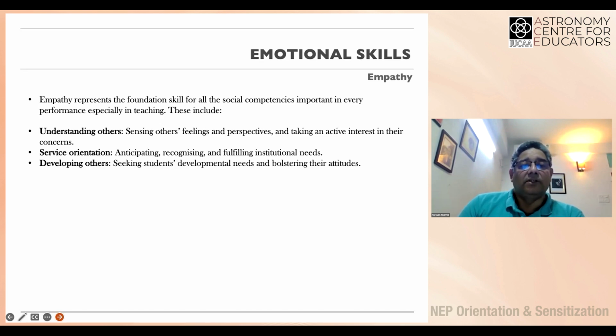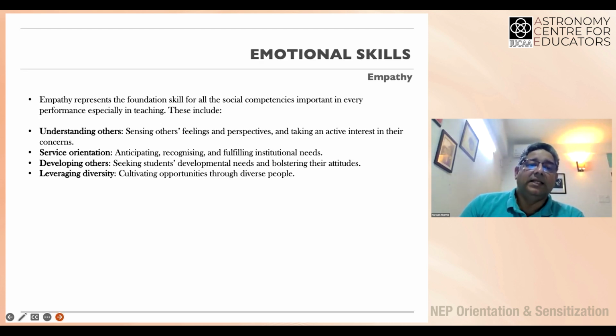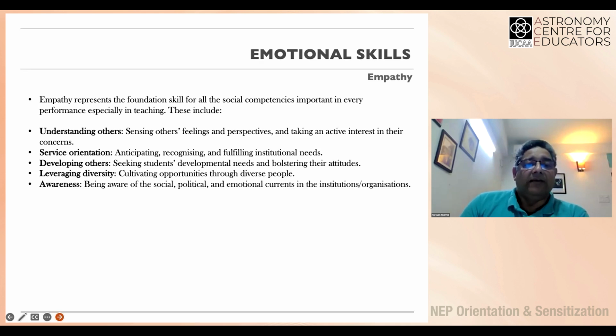Third is developing others. So I think we should actively seek students' developmental needs and bolster their attitude. And leverage diversity, because we are increasingly finding diversity, not only in terms of the students, but also diversity in terms of their views. So I think cultivating this kind of opportunity through diverse people is very important. And the awareness, being aware of the social, political, and emotional currents in the institutions and organizations.